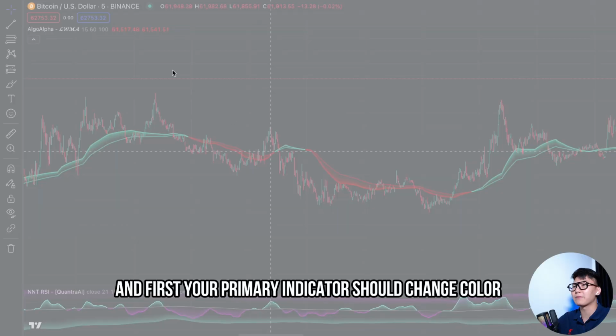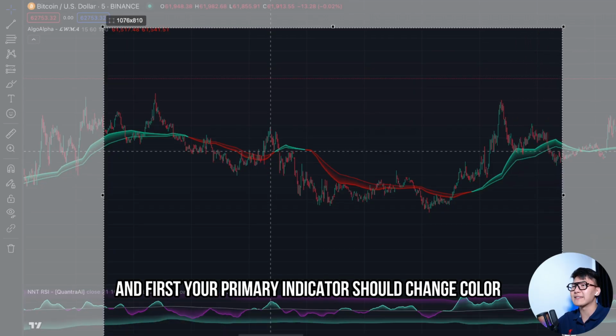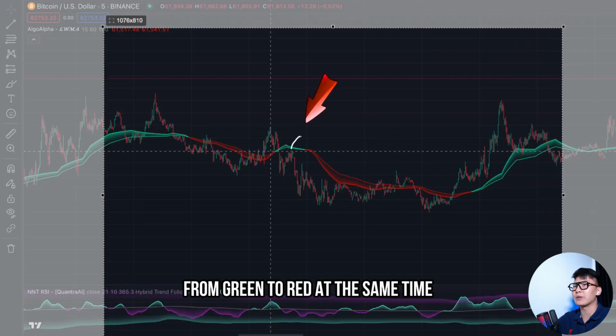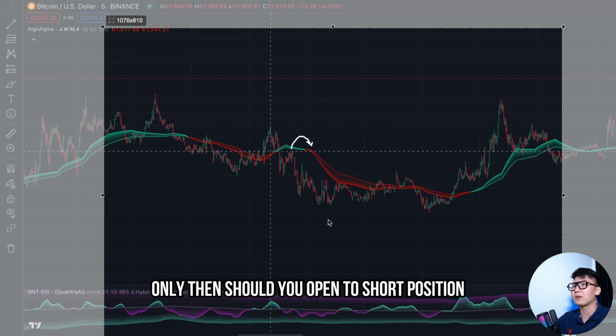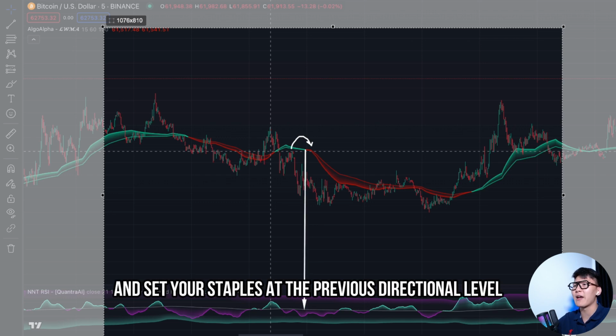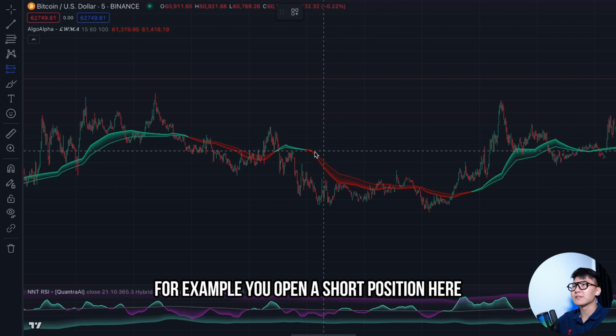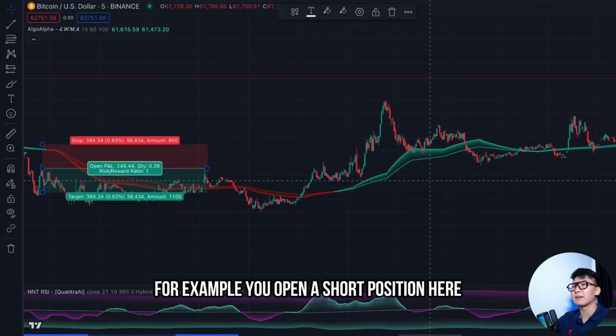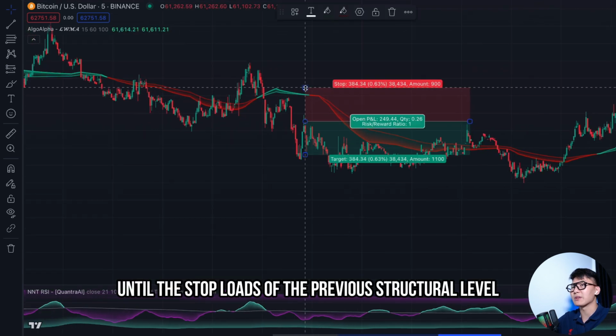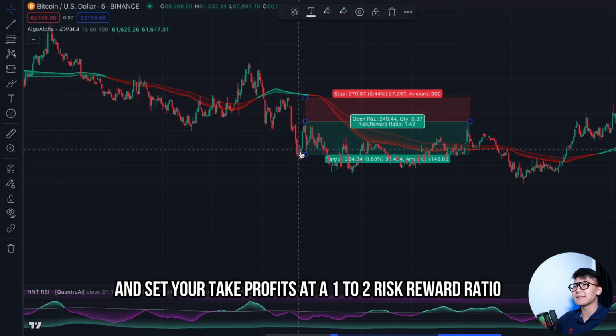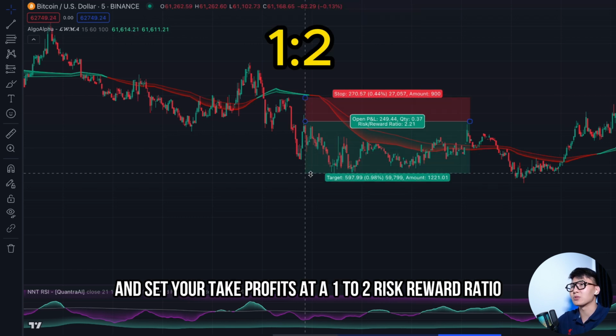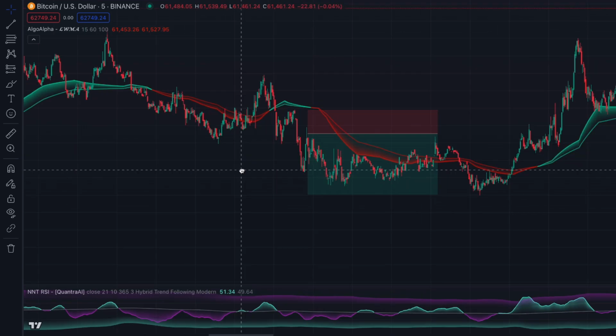First, your primary indicator should change color from green to red. At the same time, the waves should be purple. Only then should you open the short position and set your stop loss at the previous structural level. For example, you open a short position here and set the stop loss at the previous structural level and set your take profit at a 1:2 risk-reward ratio.